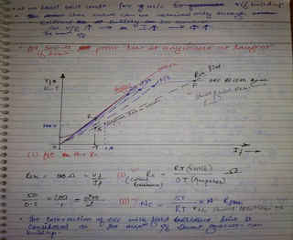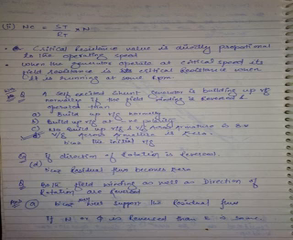Next. Can this machine be operated at 1200 RPM or not? Yes, because its critical speed is only 900. Above 900 you can operate at any speed. So let us say this machine is operated at 1200 RPM.